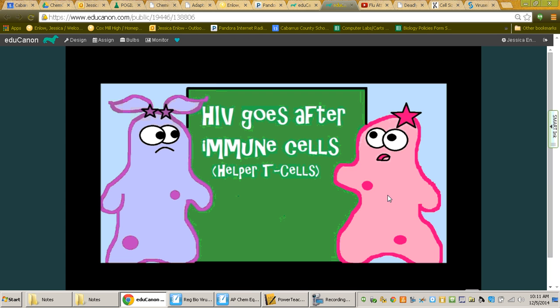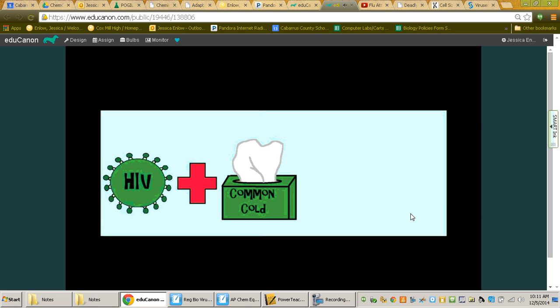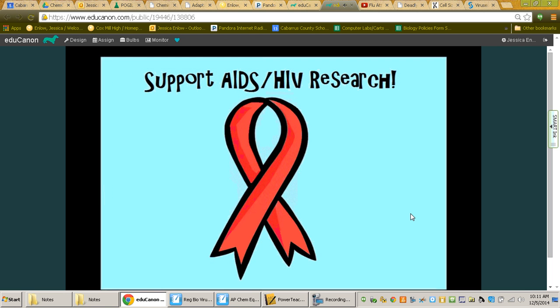All right, so HIV is going to kill the most helpful cell in our body. That's why it can eventually lead to AIDS, which is almost a total immune shutdown. By going after immune cells, it makes you very vulnerable to other infections and diseases. In fact, for someone who has HIV, the common cold could be very detrimental to their health. So it's something scientists are really researching to try to treat.